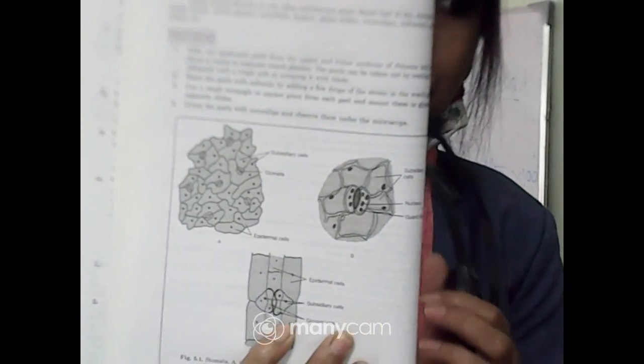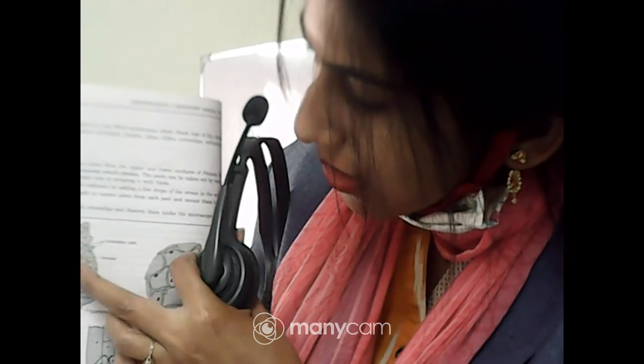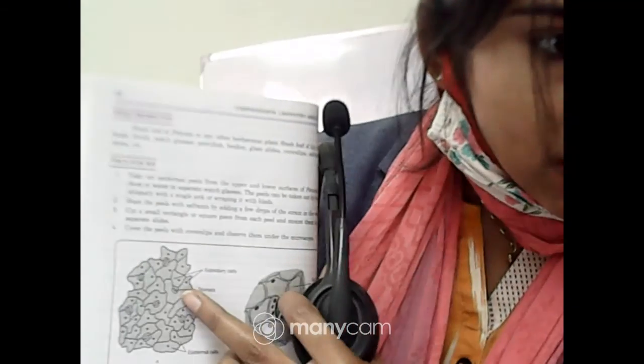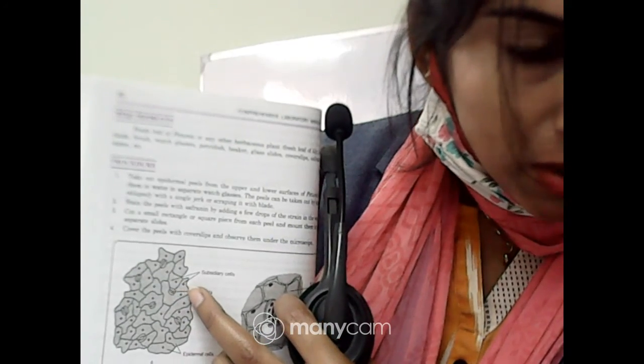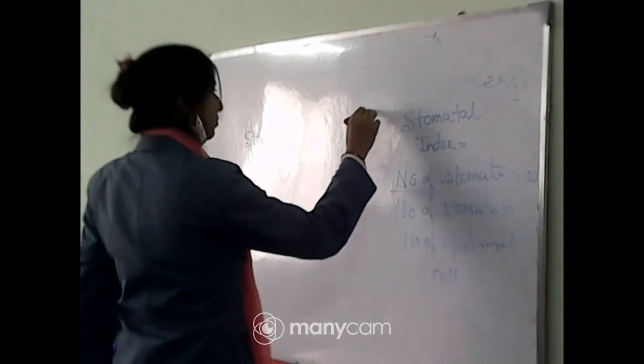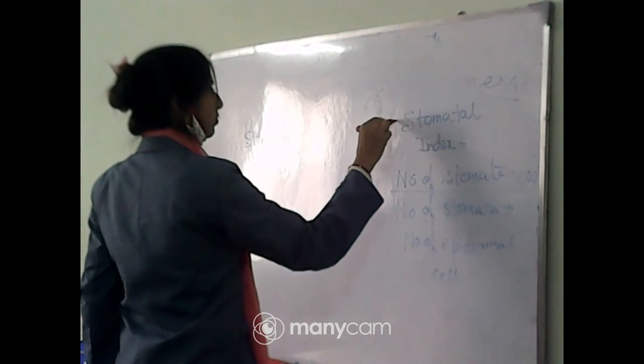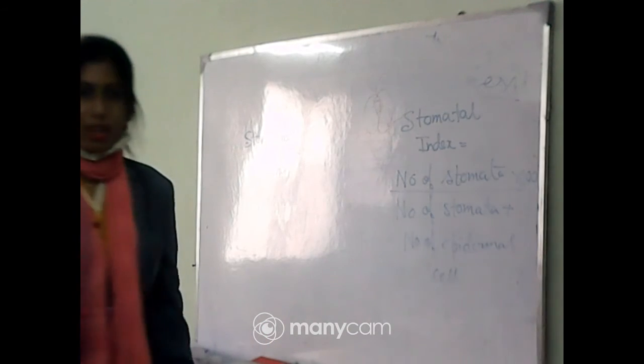So from these diagrams you can find very easily that these are the epidermal cells and these are the subsidiary cells which are present surrounded by the guard cell. This small pore is the stomatal pore, and beside the stomatal pore guard cells are present, right? So like this. Right? So let me show you from the book only.